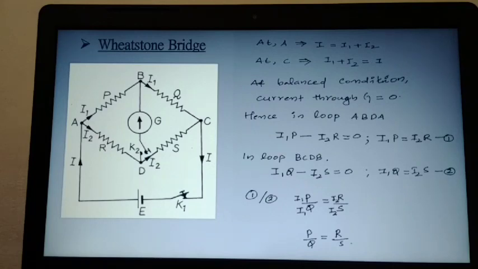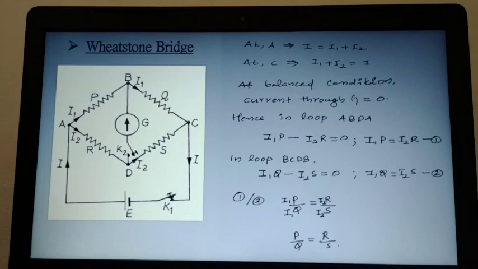When you are moving from D to B, there is no current and there is no product of Ig into G term, which is equal to the algebraic sum of EMFs in that loop. See, can you find any cell in BADB or ADBA? No cell is connected in that loop, so the sum of EMF is equal to 0. So the right hand side will become 0. So your equation will become I1P minus I2R equal to 0, which is I1P is equal to I2R.